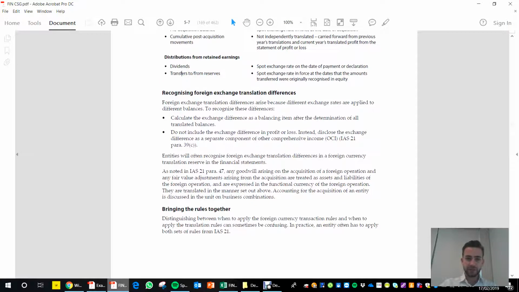Okay, so this is another trick here. Foreign exchange translation differences arise because different exchange rates are applied to different balances. Yeah, we knew that above. However, the difference between foreign currency transactions and recognizing foreign exchange translation is that currency goes through the P&L, right? Your gains and losses go through the P&L. However, retranslation does not go through the P&L. Instead, the exchange rate differences go through a separate component of OCI. So it's not actually in the P&L, it's below the P&L through the OCI, other comprehensive income.